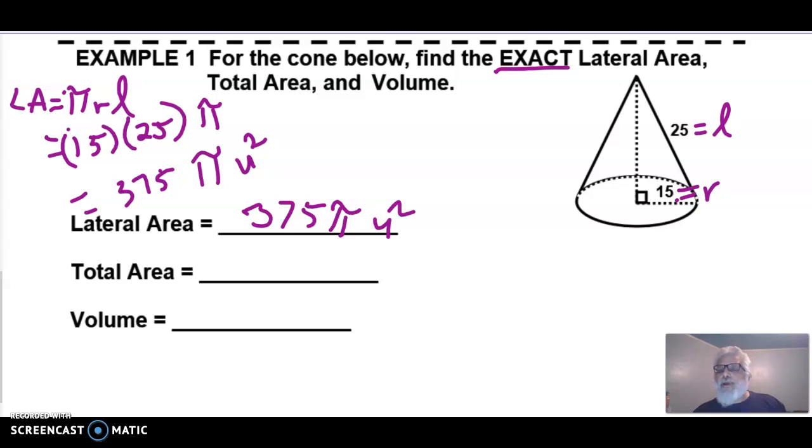Okay, the second part of example 1 is going to be to find the total area. Now, in order to find the total area, we need to find the lateral area, which we already did. That happens to be right here. And then the area of the base.